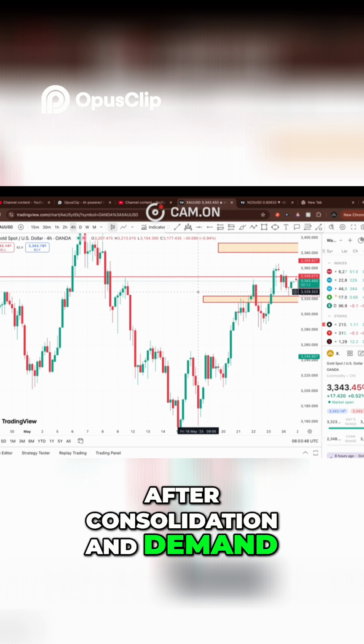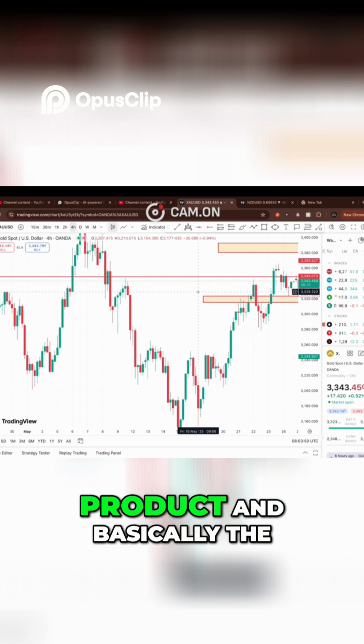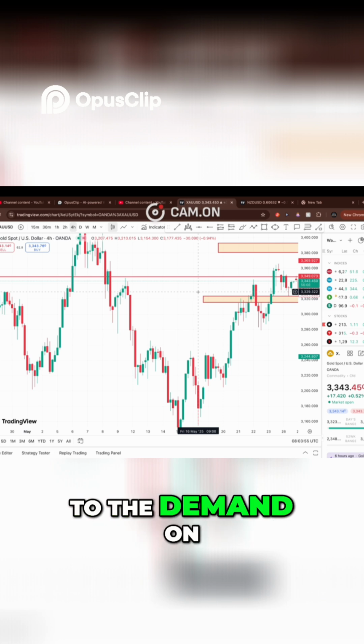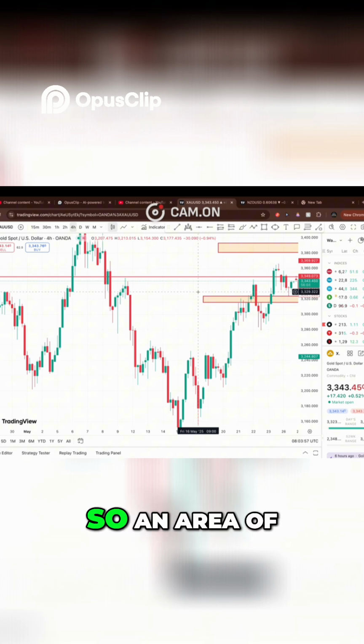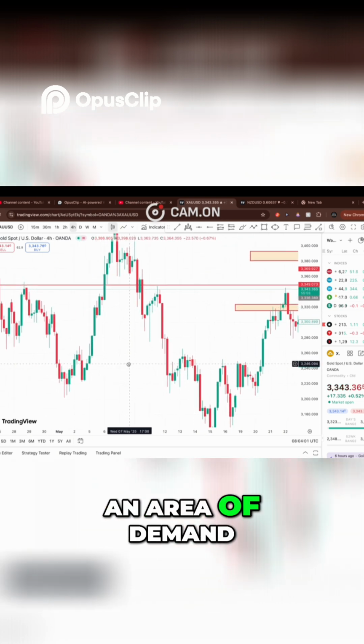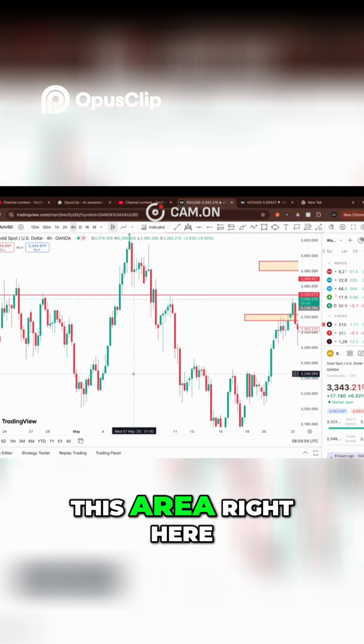And demand, as we said, is when you have high demand of a product and basically the price would increase due to the demand on the product. So, an area of demand, we can spot an area of demand, which in fact is this area right here.